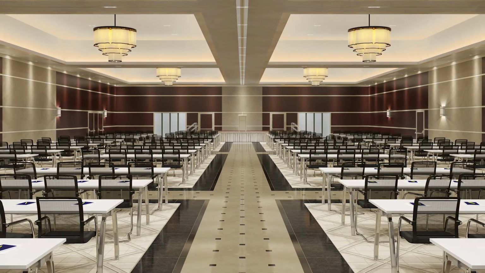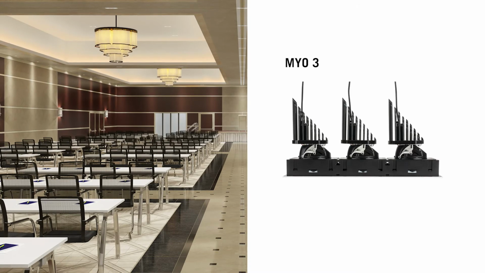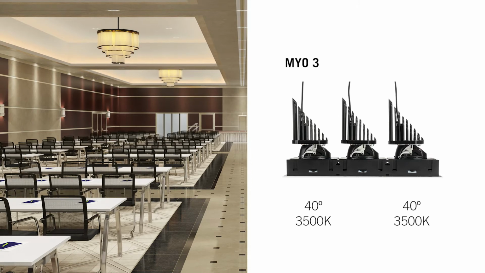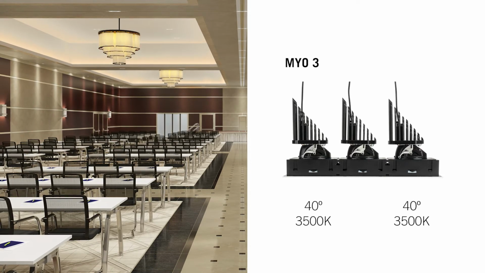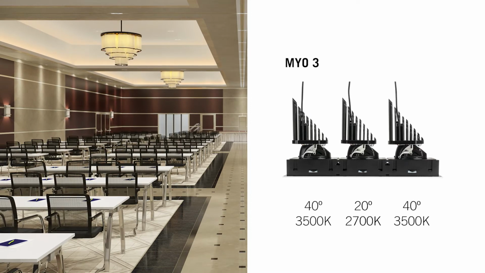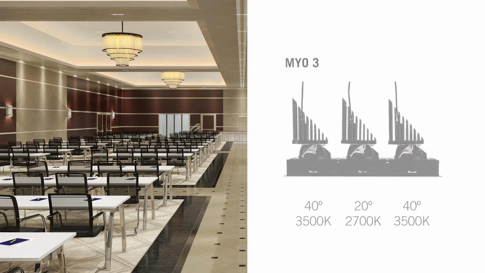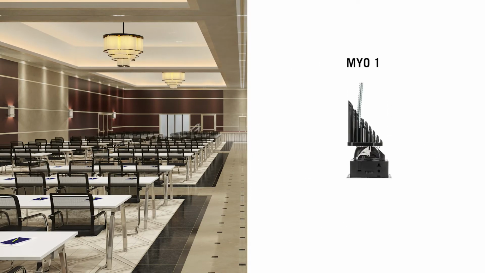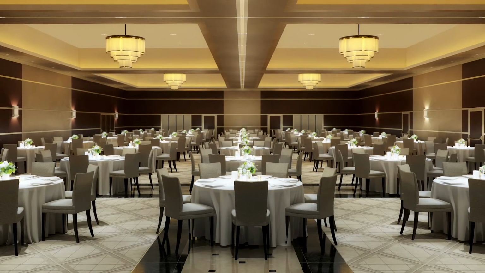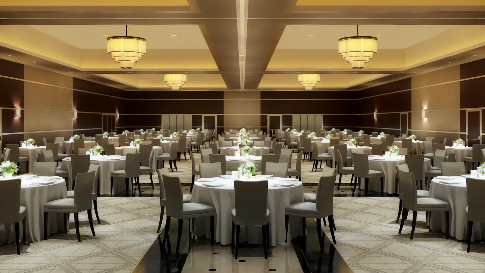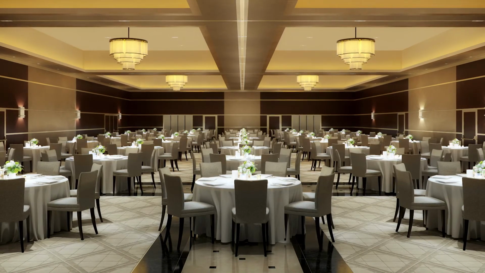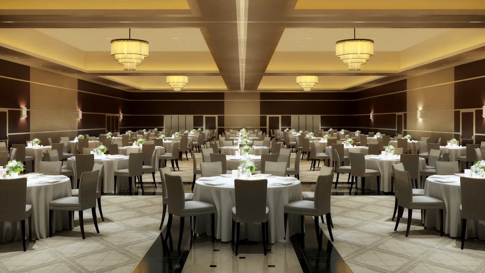But in this example, the outer 2 heads of the 3-head MYO are configured with 40-degree optics and 3500 Kelvin LEDs, which provide even, cool, general illumination. The center head is configured with a much warmer 2700 Kelvin and a tighter 20-degree optic, but this is switched off for this scene. There are also single-head fixtures along the perimeter washing the walls. Then in the evening, the conference tables are moved out and the dining tables are brought in. The perimeter lighting is turned off, as well as the outer 2 heads of the 3-head fixture, and the center light is turned on, which has been aimed in a pattern that matches the placement of the tables.